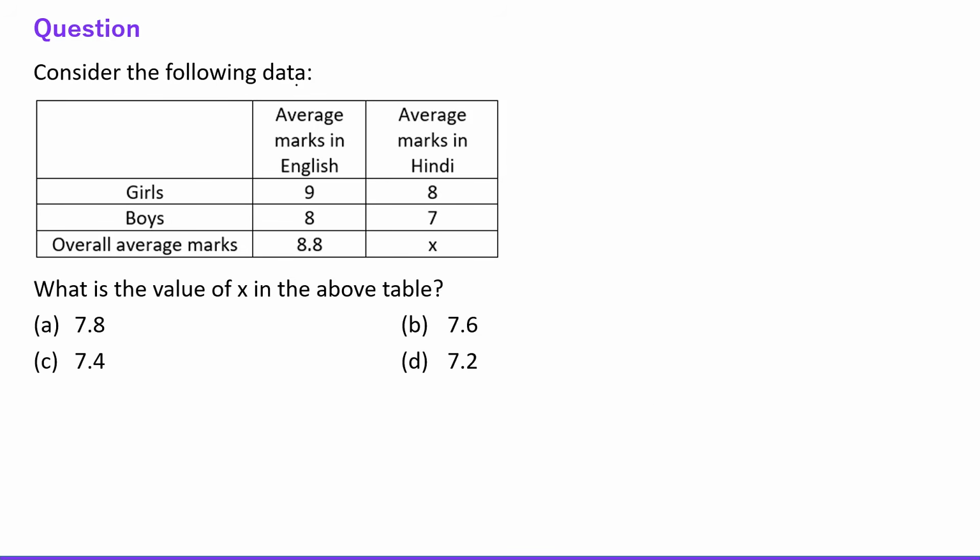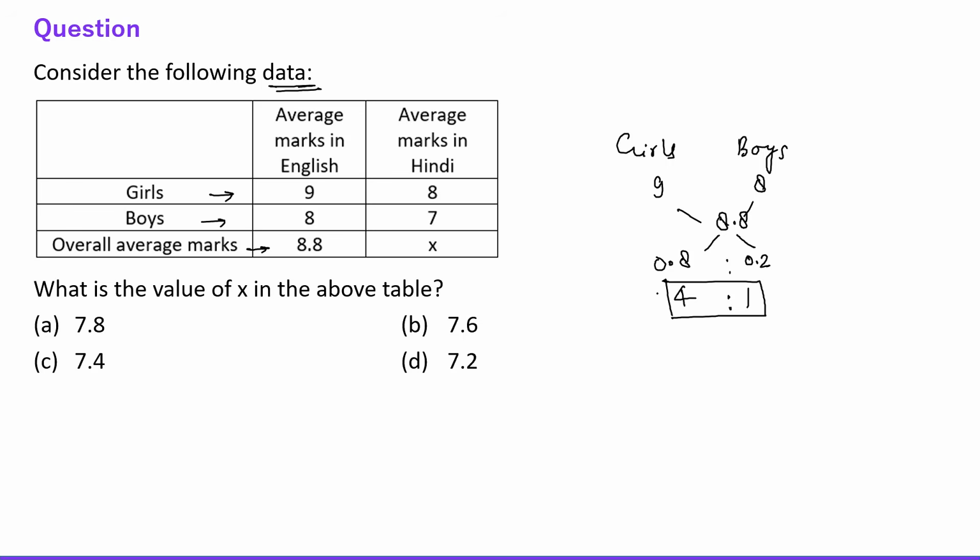Next question, consider the following data. This question belongs to the concept of allegation, or you can say weighted average. So here girls, boys and average. Girls are 9, boys are 8, average is 8.8. So this is 0.8 and this is 0.2. So this is 4:1. So the number of girls and boys in the class are in the ratio 4:1.